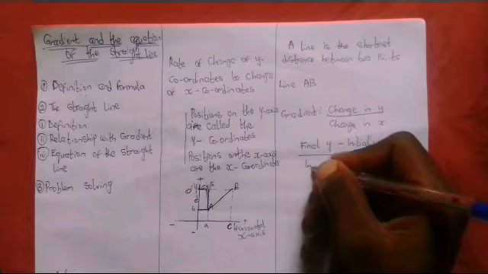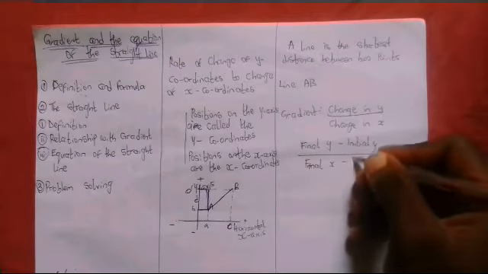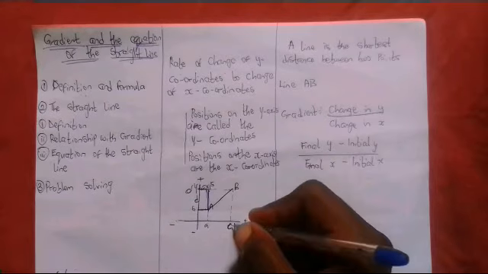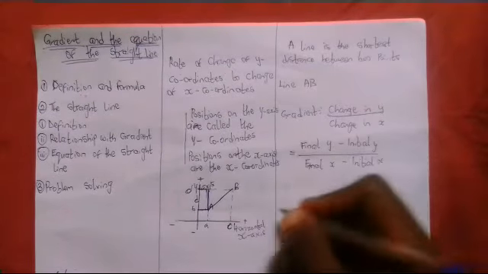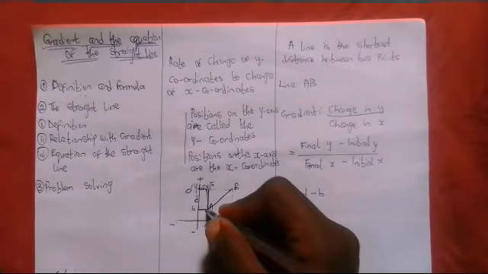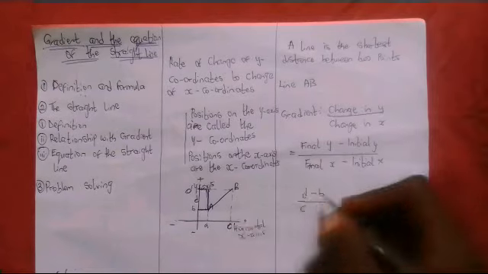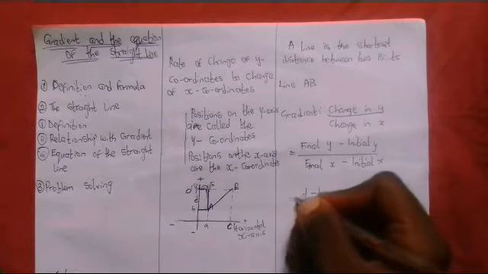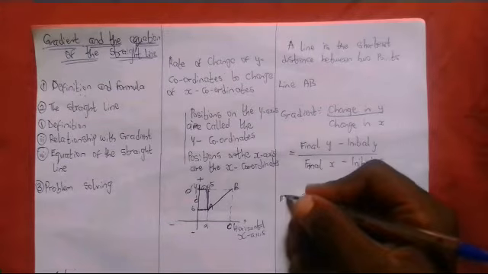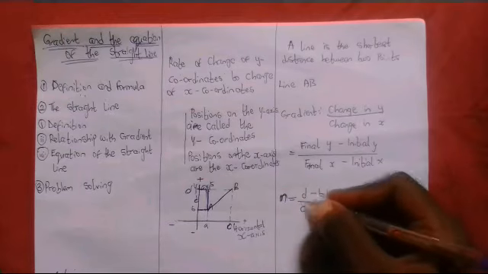Final x, which is c, minus initial x. So d is the final y minus b, which is the initial y, over c, which is the final x, minus a, which is the initial x. Now we represent our gradient with letter m. So m is d minus b over c minus a.